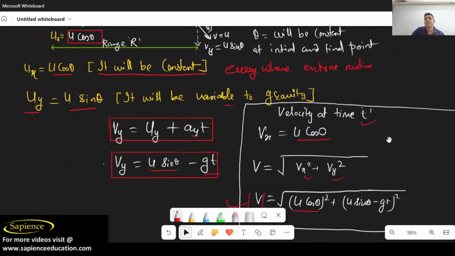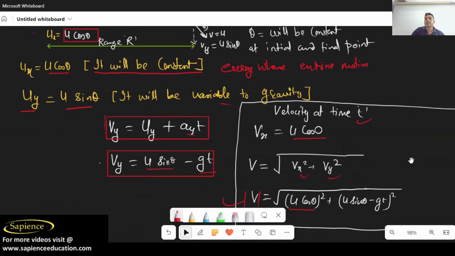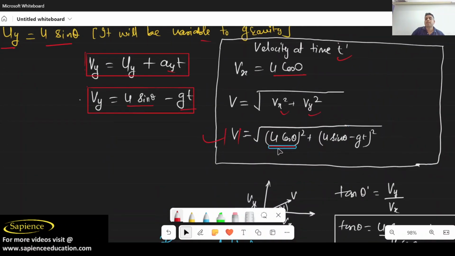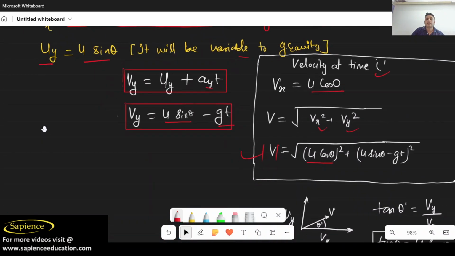If you want to find the velocity at any time t, either here, here, or here, anywhere, you can directly use this formula: the square root of (u cos theta) square plus (u sin theta minus gt) square. Okay, I hope you have understood, right?